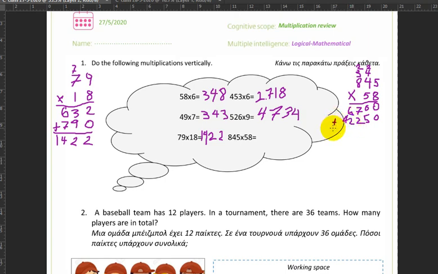I add. 0 and 0 makes 0. 6 and 5 makes 11, so I write 1 and carry 1. 1 and 7 and 2 makes 10, so I write 0 and carry 1. 1 and 6 and 2 makes 9. And then 4 and nothing makes 4. 49,010.